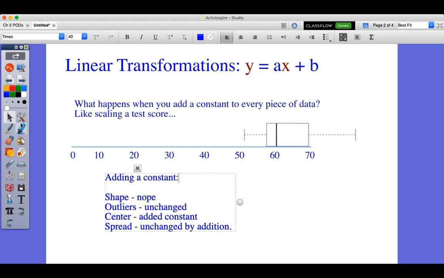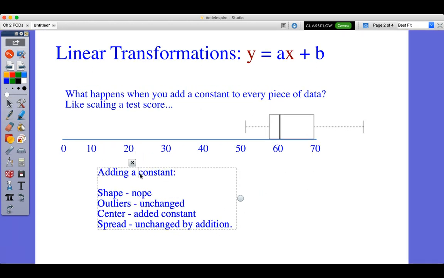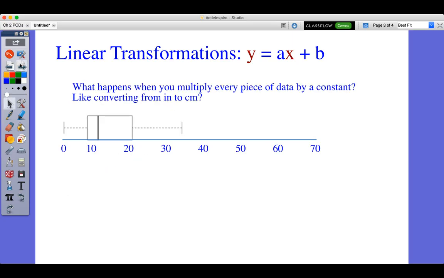Okay, and then let's see what happens when we instead multiply by a constant. When you multiply every piece of data by a constant, like when you're converting from inches to centimeters, something that's at 0 times any constant, some value A, is not going to change. But this 10 is going to get multiplied to 10A, and this 20 is going to be 20A, and this 30 is going to be 30A.